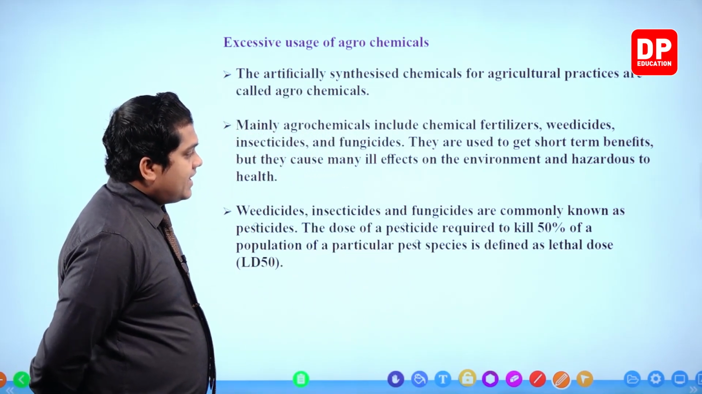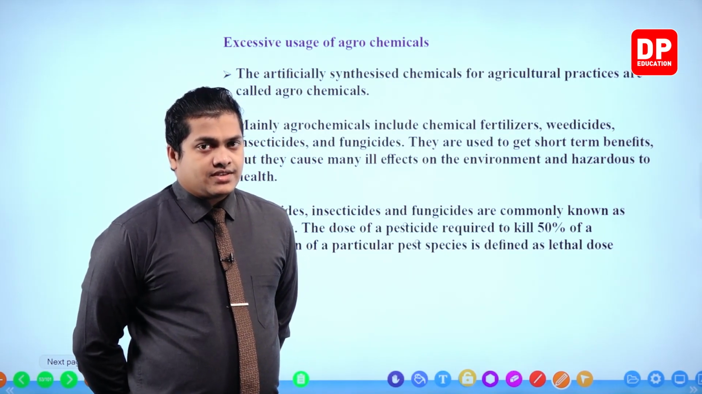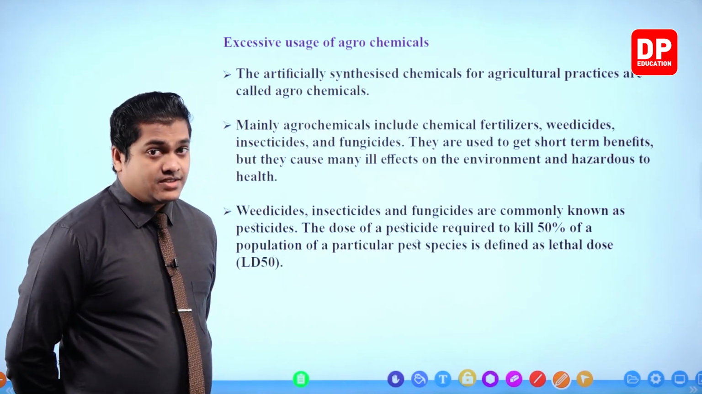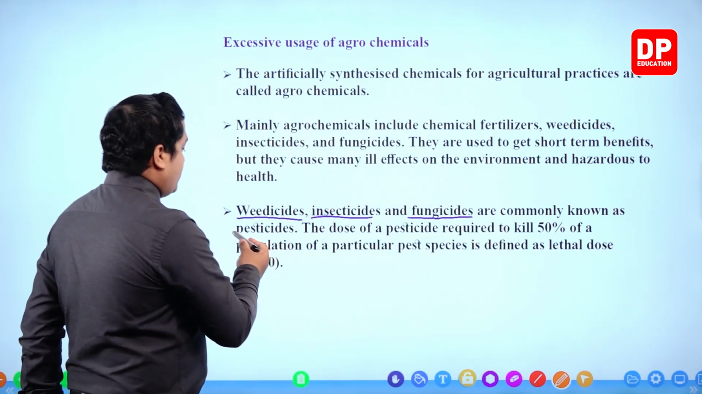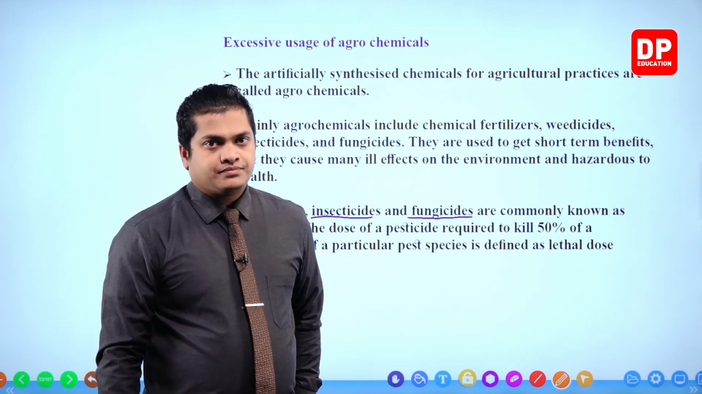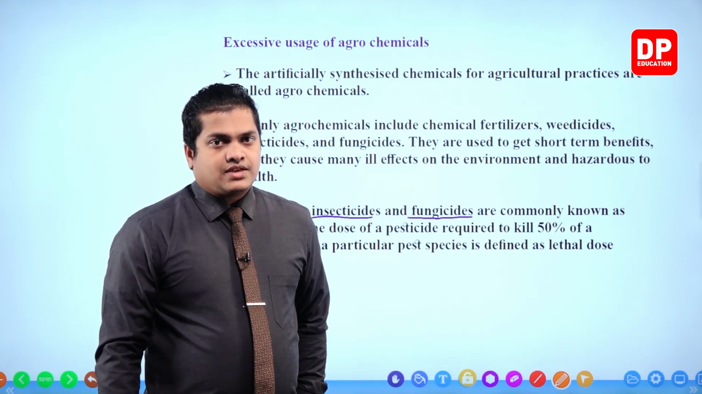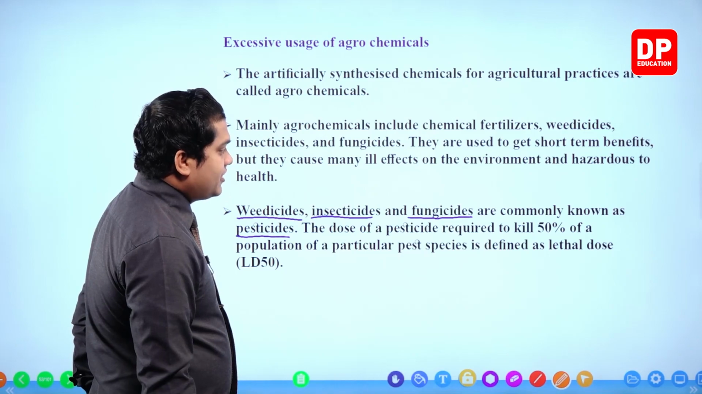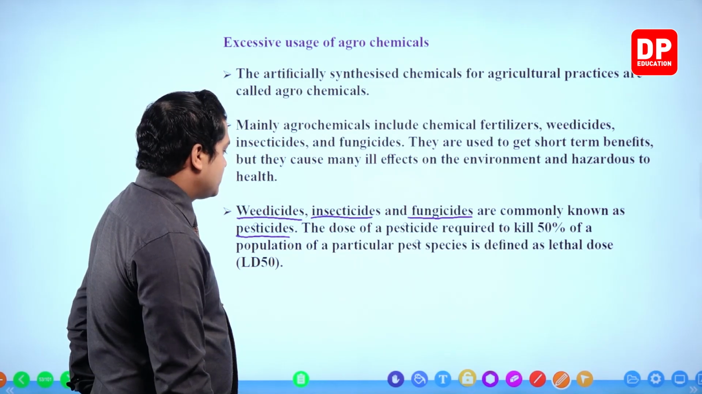Weedicides, insecticides and fungicides are commonly known as pesticides. A pest is a harmful organism to a certain crop or to a certain agricultural land. So commonly these substances are referred to as pesticides. The dose of a pesticide required to kill 50% of a population of a particular pest species is defined as the lethal dose, LD50.